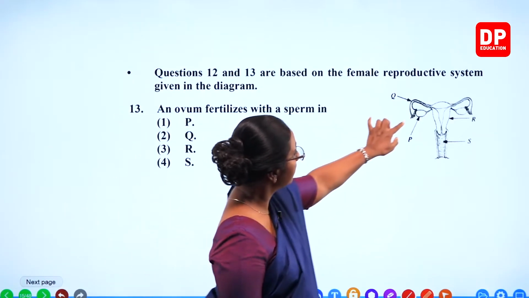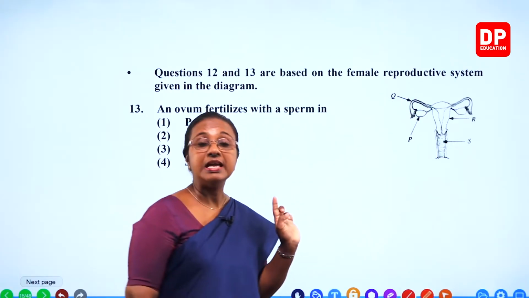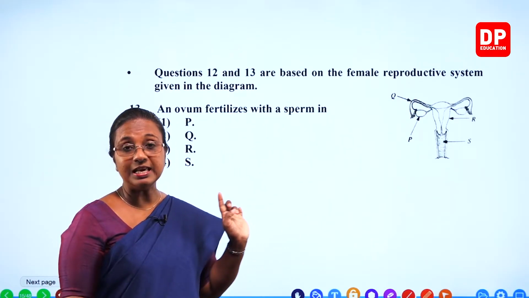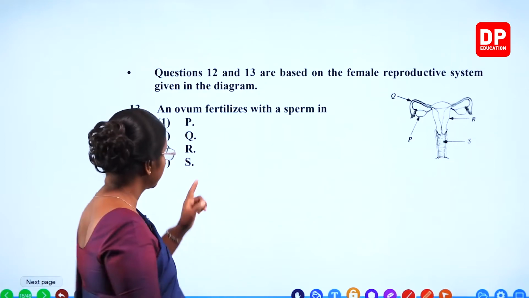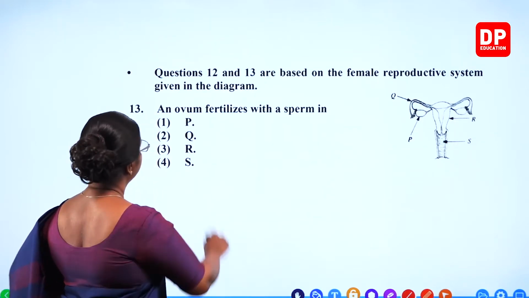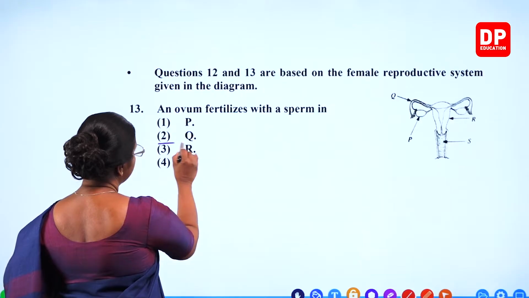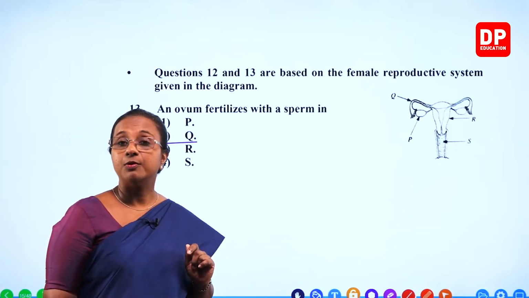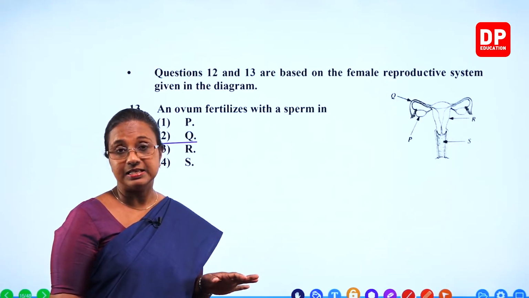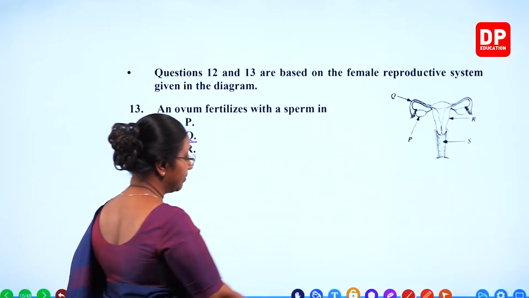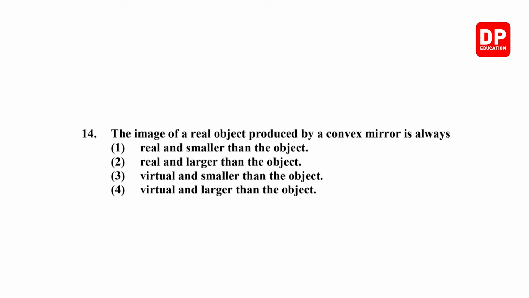So, I told you all, Q is the fallopian tube. Inside the fallopian tube only, the fertilization occurs. So, the answer should be Q. P, Q, R, S. So, it has to be Q. That is the fallopian tube. Is that clear, students? So, with that, we'll move on to the next question.